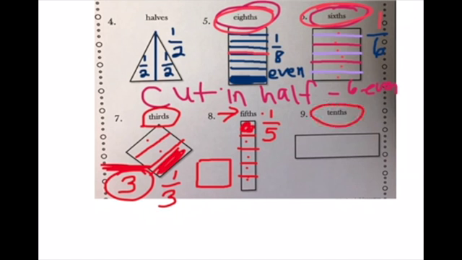I want you to pause the video and try this last one by yourself. I want you to find tenths. Remember that tip: if it's an even number, I should cut things in half. Think about fifths, what I did there, and then think about that tip of cutting in half. And then what would be my unit fraction for this one? Pause the video and try this on your own.